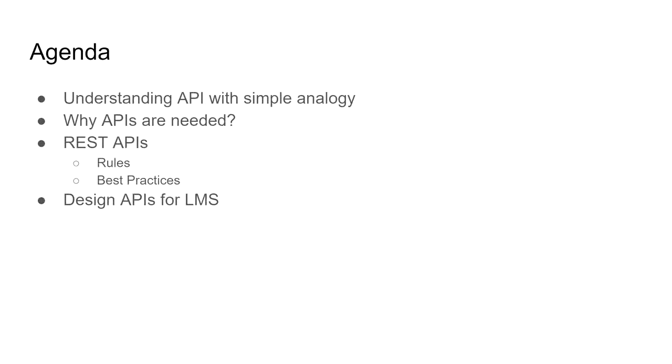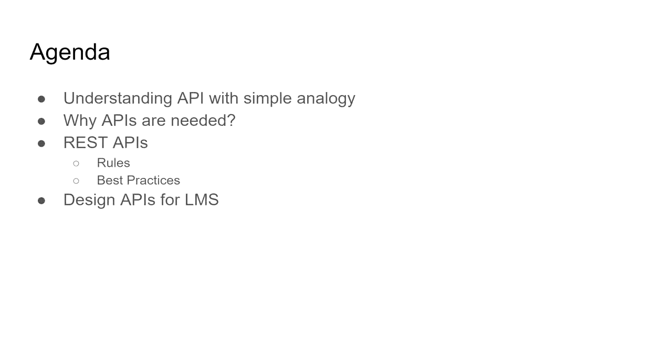All right. And then there are many different ways to implement APIs. So REST API is one particular architectural style which we are going to look into, and we will look into rules and best practices for REST APIs. And then at the end of the session, we would be looking at how to design APIs for some sort of a learning management system like Udemy, Coursera, Scalar, etc.